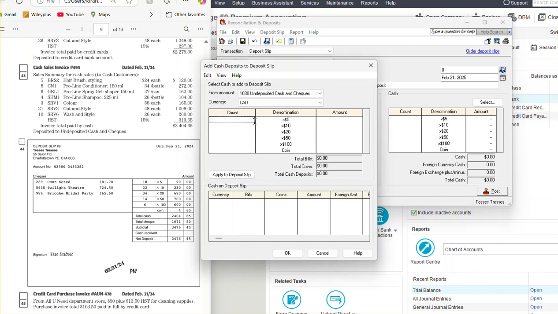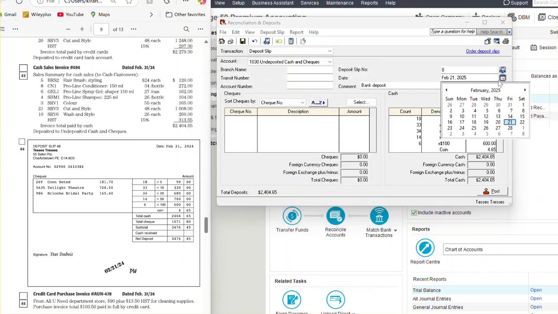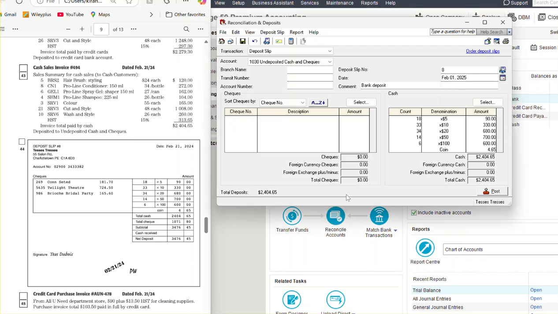Let's see, 18 of these, 33, 34, 14, 6 coins are $4.65, $4.65. Add to the thing. I will say okay. I'm going to do something because we just did a transaction. So let's see.